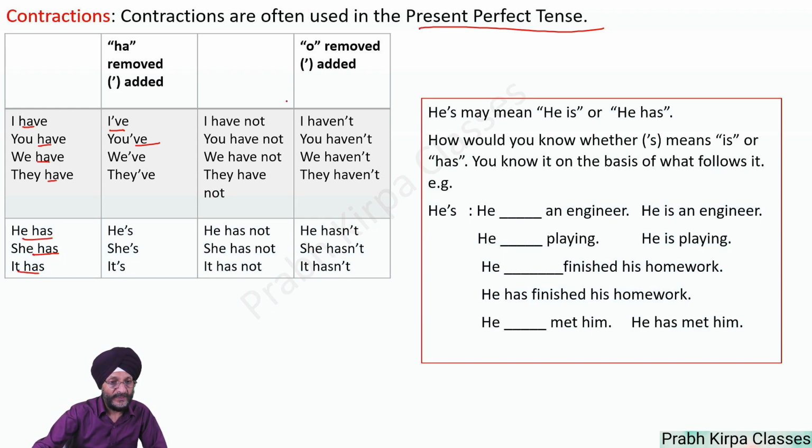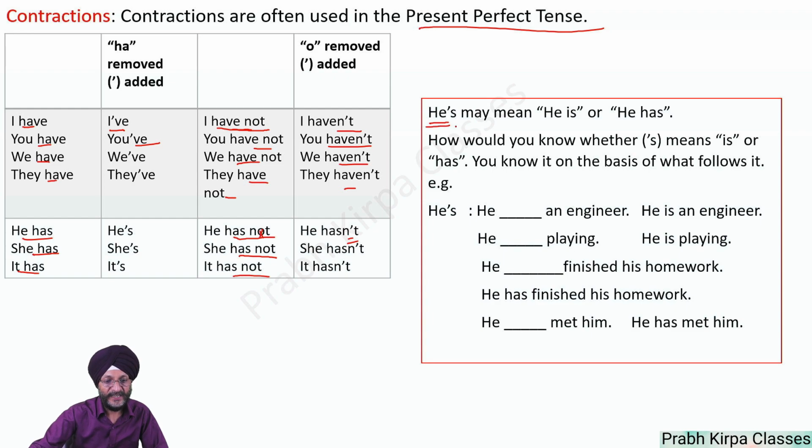Now when we talk about negative, I have not becomes I haven't. Here you will see, in the case of have not, no space has been left between these two words, and then o has been removed and apostrophe has been added. The same has been done here. And in the case of he has not, it becomes he hasn't, she hasn't, it hasn't. And you will see has not, no space has been left between these two words, and o has been removed and apostrophe has been added.